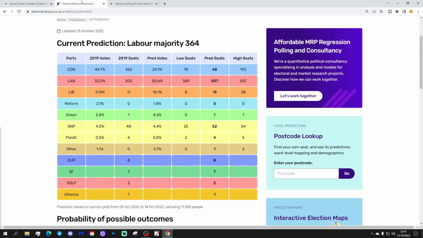Of course, what the public are making of all of this is very good news for the Conservative Party. Current prediction from Electoral Calculus updated on the 15th of October is for the Conservatives. This is all the opinion polls conducted, presumably, in the month from the 15th of September to the 15th of October.